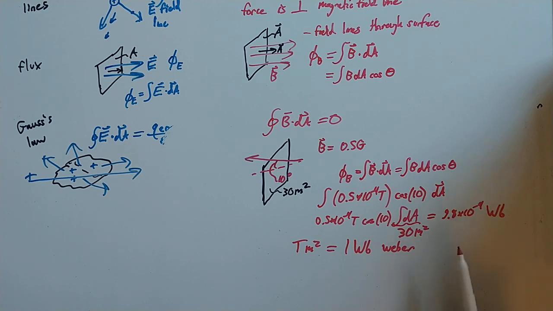And it's just an amount. There's no direction for magnetic flux, right? It's just the amount that passes through. So we are finished when we've written that down. All right, so that is magnetic flux.